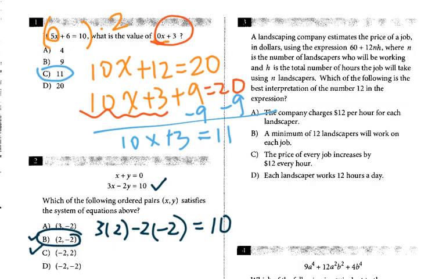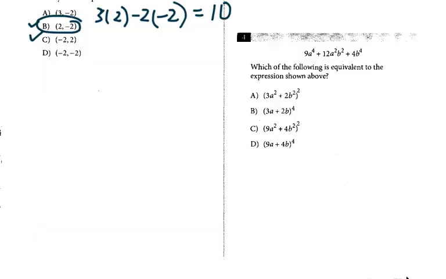For number 3, basically when you multiply 12 by something, and the keywords are like per, or each, or every, it's easy to figure out that A is the answer.